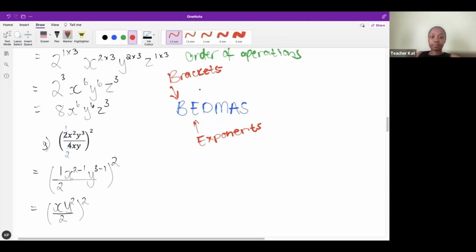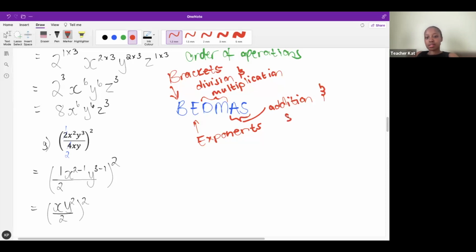Now, the rest of them, D and M stand for division and multiplication. And finally, A and S stand for addition and subtraction.